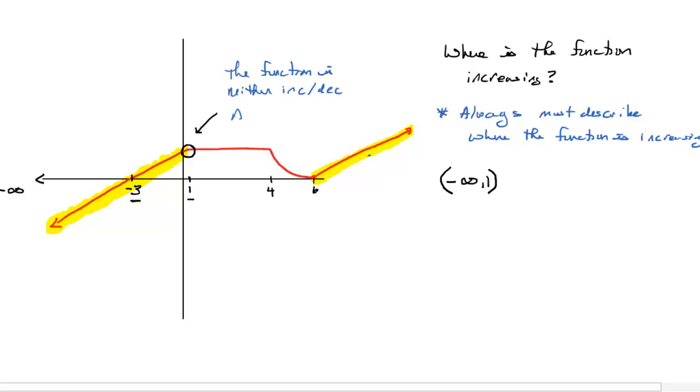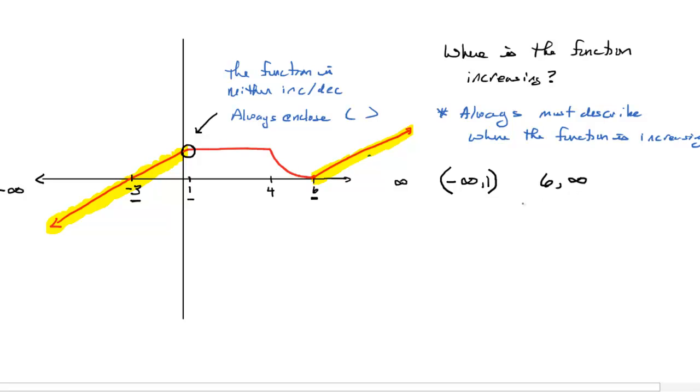So we always enclose with a set of parentheses. So we're going to enclose 1 with a parenthesis, and then we see over here that my function at 6 starts increasing again. It starts increasing again. And then it continues increasing all the way out here, and we call this value positive infinity. So then it increases from 6 to positive infinity.